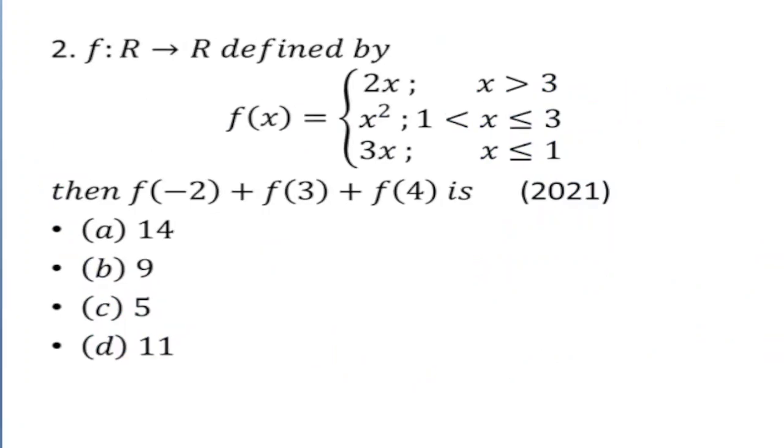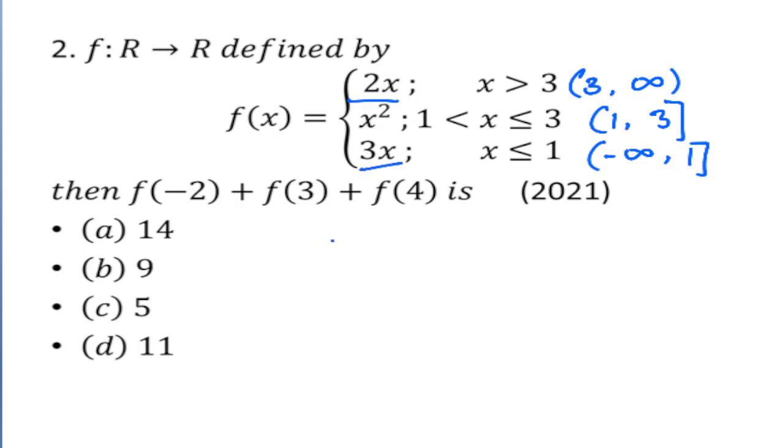Here a real function is given, f from R to R, defined by a piecewise function: 2x, where the domain for this 2x function is x greater than 3, that is the open interval 3 to infinity. So for all these values the function is 2x, and x square for 1 to 3, where 3 is included. For this interval, the function is x square, and for x less than or equal to 1, that is minus infinity to 1 included, the function is 3x.